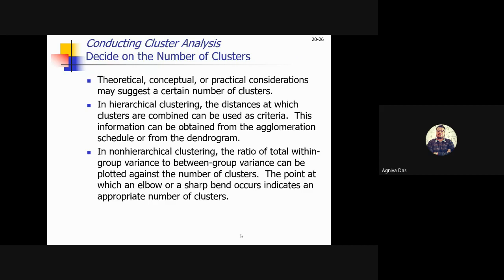But the ratio of total within group variance to between group variance can be plotted against the number of clusters. The point at which an elbow or a sharp bend occurs indicates the appropriate number of clusters. So as we said, we look at something like a scree plot. So we'll also make something similar to a scree plot here. It's not exactly a scree plot, but something similar. And the relative sizes of the clusters should be meaningful. So that, again, as I said, standardization is necessary.